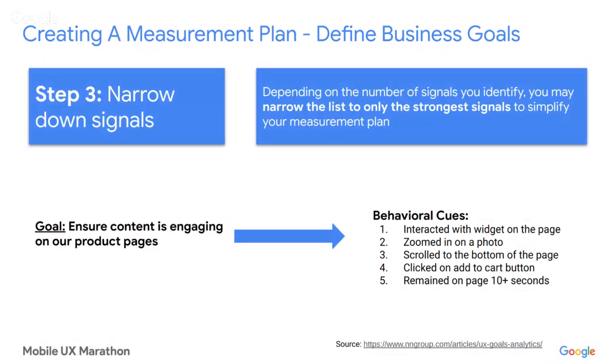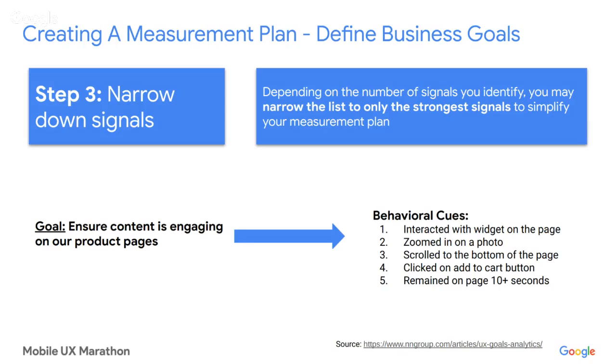The third step is narrow down signals. In order to make our measurement plans simple, you'll want to focus on only the most important interactions. In step 3, we narrow down the signals. You can select these signals by ease of implementation.